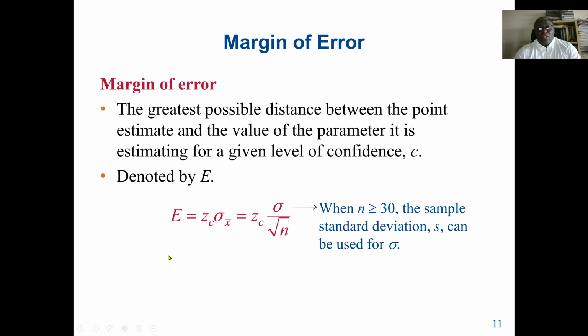So this is again the formula for finding the margin of error. Here we say ZC times the standard deviation of the sample. We said earlier the standard deviation of a sample will be the population standard deviation divided by the square root of the sample size. Here we are doing large numbers, so when n is greater than or equal to 30, the sample standard deviation S can be used for the population standard deviation.